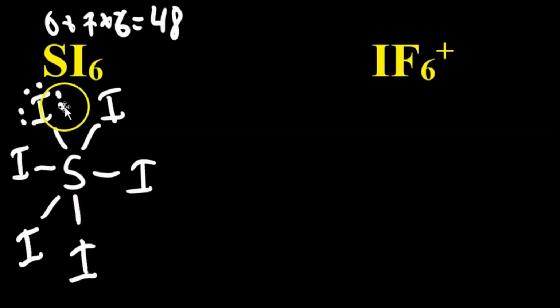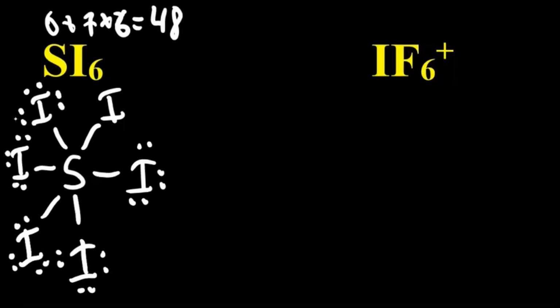2, 4, 6, 8, 10, 12, 14, 16, 18. Okay, 18, 20, 22, 24. That's a complete octet. 26, 28, 30. That's a complete octet. 32, 34, 36. That's a complete octet. 38, 40, 42, 44, 46, 48. Whew. Okay, we got all 48 electrons on it.